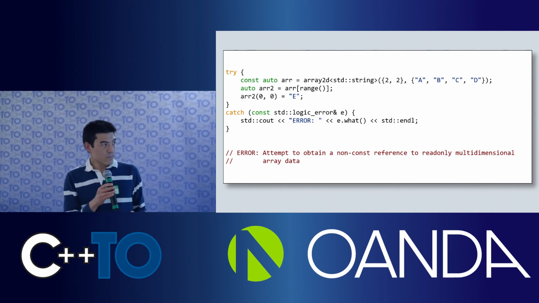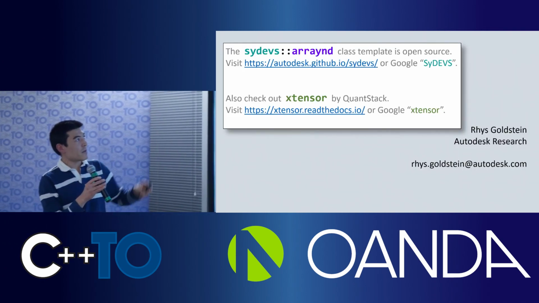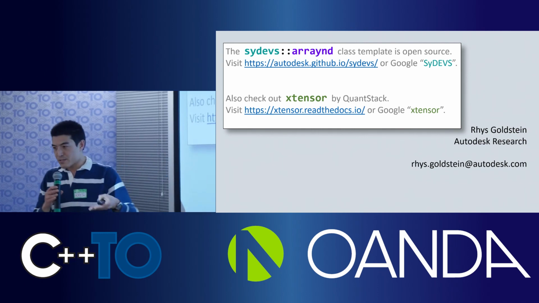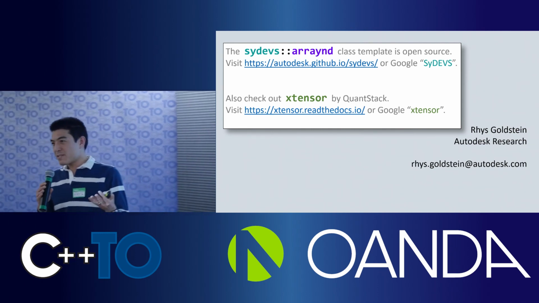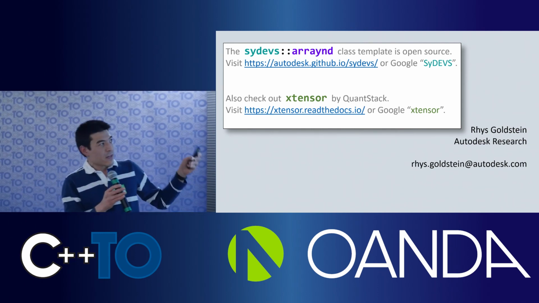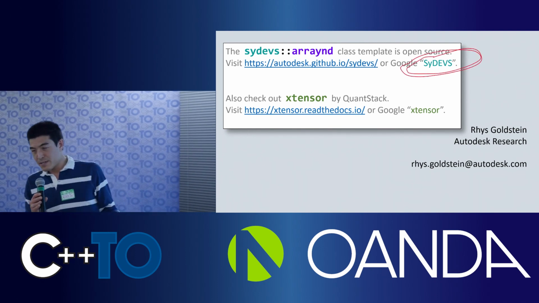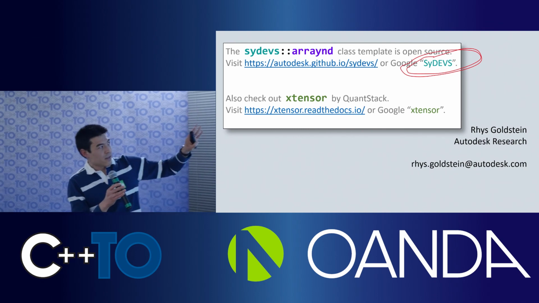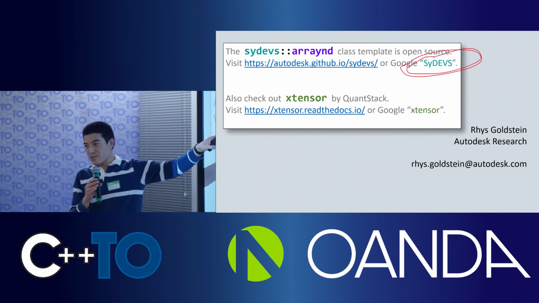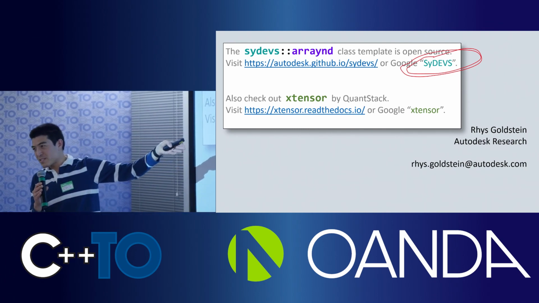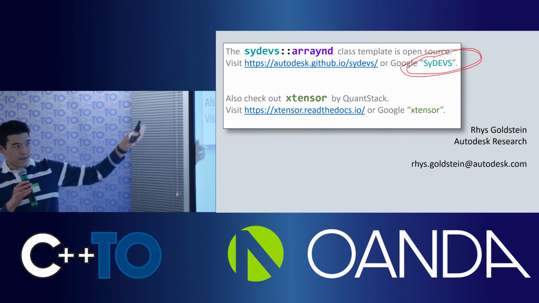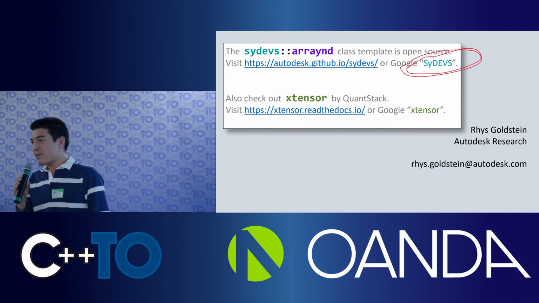So SciDevs array ND is open source. It's documented. The examples I showed you are online. If you want to check it out, just Google SciDevs and you'll be able to find it. Since we did that, another group made this XTensor library, which also does multidimensional arrays, and it looks quite good. So check out XTensor as well and compare your options. Thanks.